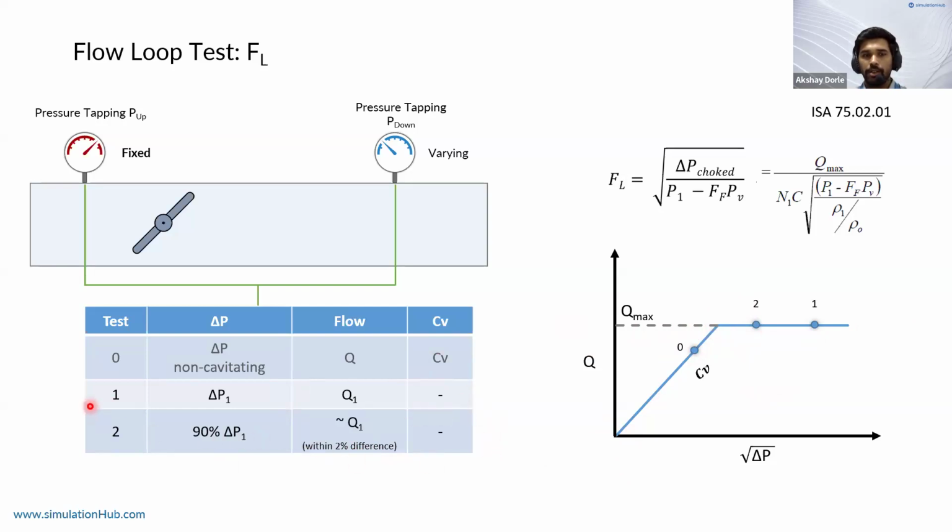As you see, this is a very iterative process. You have to run one with the CV, then you have to run with the second one. We were lucky that, in just two cases, it started choking. But you might need to go beyond that to actually get a choked condition. And this is a very iterative process, even in physical flow loop tests.